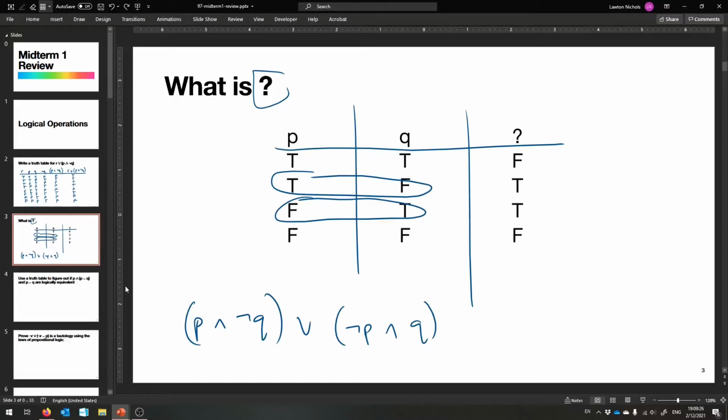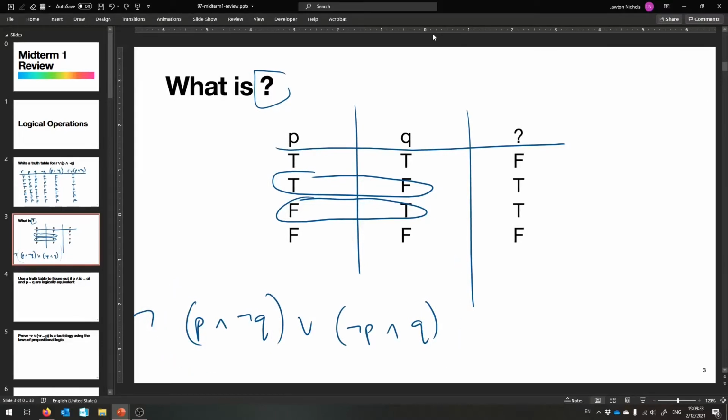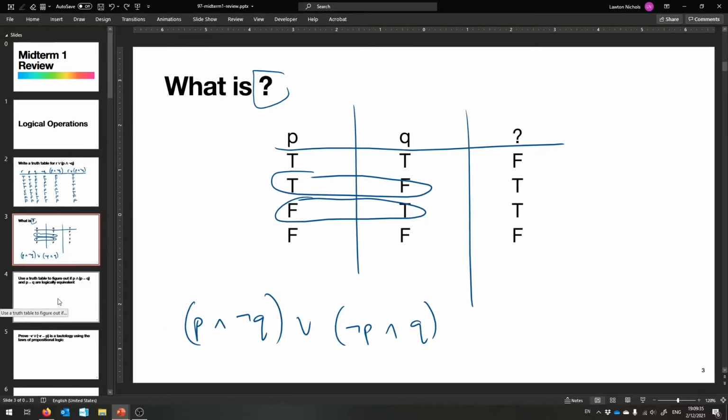And you can also do it backwards by looking at the false ones. Sometimes that's easier, and then you just negate the whole thing. Okay, so that's that. Let's keep going.